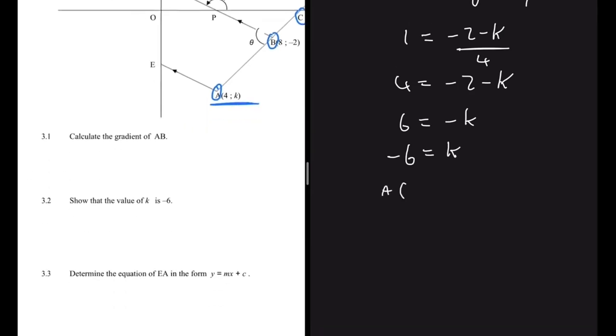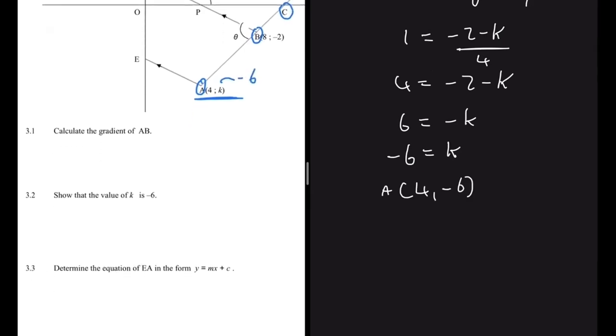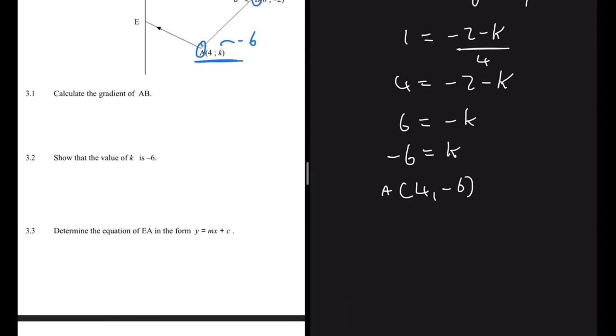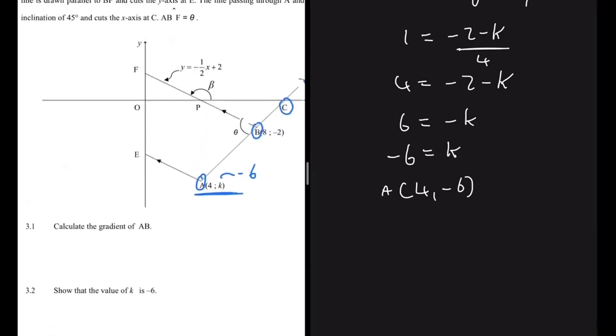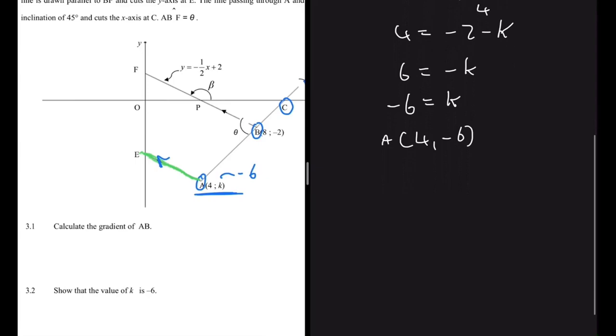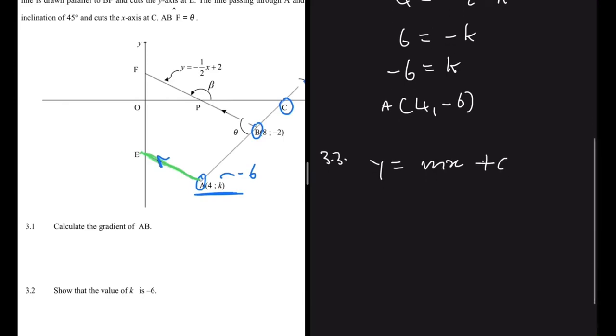So now the coordinates of A, we have 4 and minus 6, right? K is minus 6. And then let's move to 3.2. 3.2 says determine the equation of EA in the form y is equal to mx plus c. So let's look for EA. So here's EA here. EA is said to be parallel to FB, as we can see from the lines. And so, let's say 3.3, and then we know that y is equal to mx plus c. So we need m and c, right?